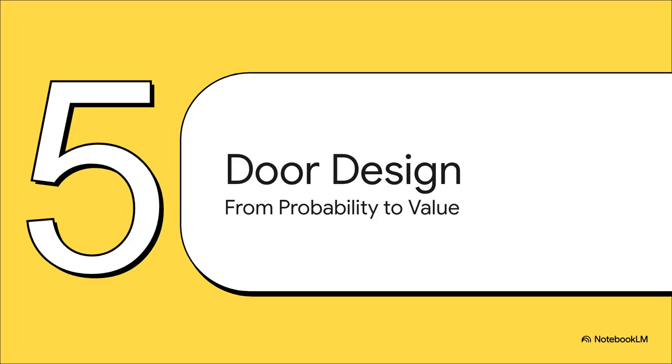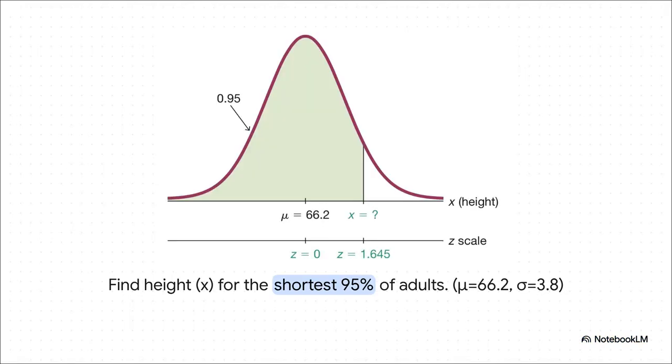It's a pretty common industry standard to design things like doorways so they can accommodate at least 95% of the population. So the question is, how tall does our door actually need to be? Let's check out the setup. The average height of all adults is 66.2 inches, with a standard deviation of 3.8 inches. Our goal here is to find the height x that separates the shortest 95% of people from the tallest 5%.